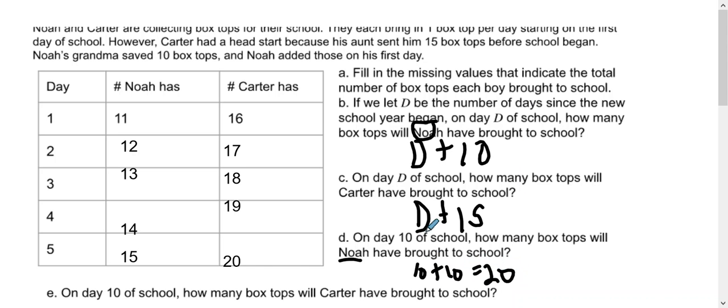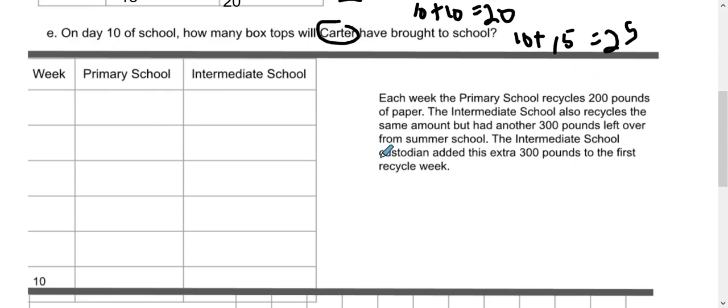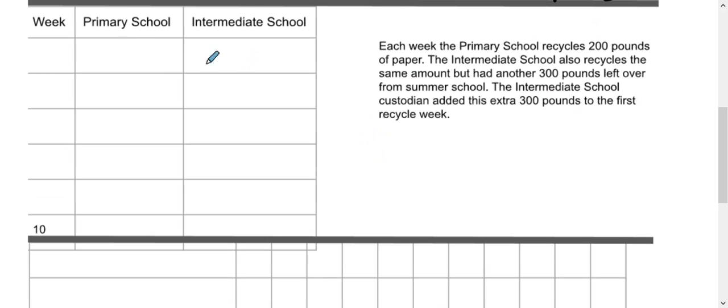And then on the other one, it says then on day 10, how many does Carter bring? Well, Carter is right here, so you're going to go 10 plus 15, and that is going to be 25. So on one day, they're bringing 20, and on the other day, they bring 25. Okay. We're going to fill in this chart. It doesn't say that, but that's what we're going to be doing.